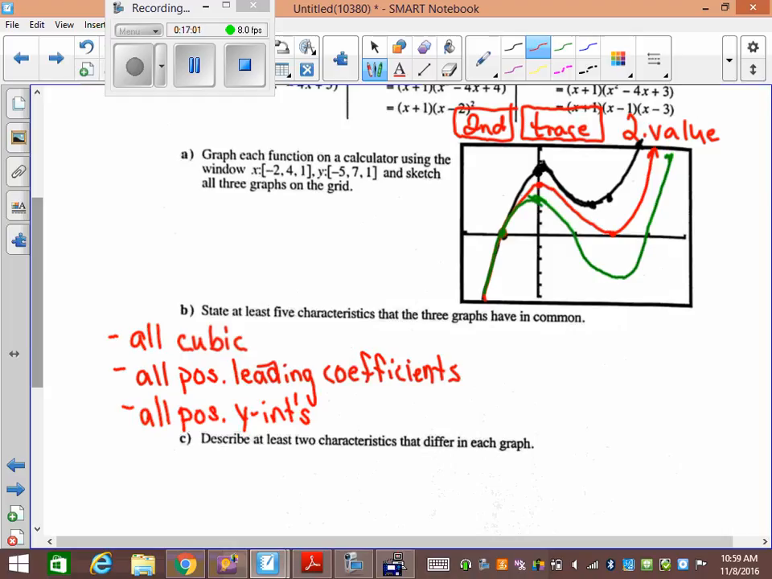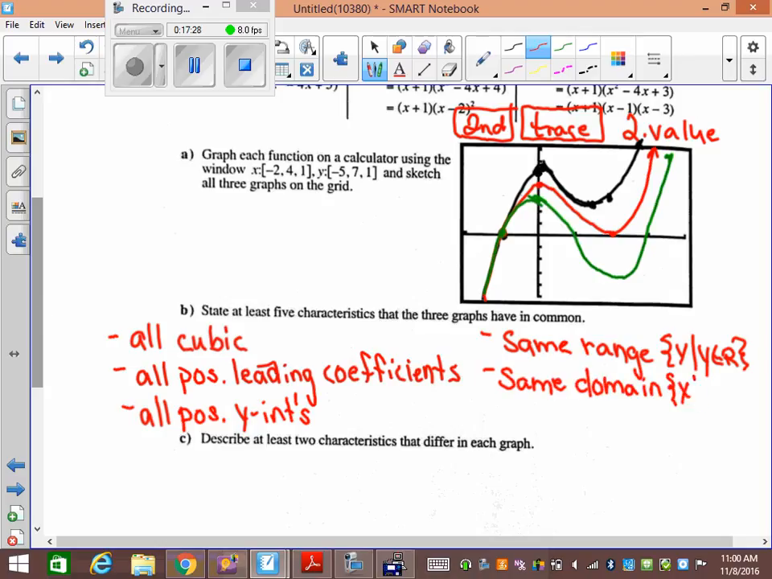What else do they have in common? Same range. What is the range? All real numbers, because one's going up, one's going down, right? What else do they have the same? Same domain. What is it? All real numbers. How many y-intercepts do they all have? Every polynomial function has one y-intercept. Whether it's linear, it's going to cross through once. Quadratic, it's going to cross through once. Or cubic, it's going to cross through once.